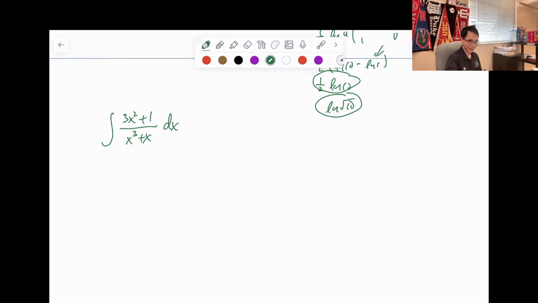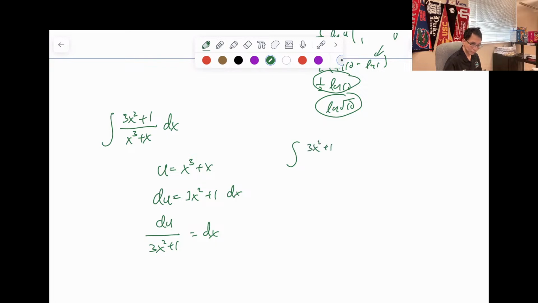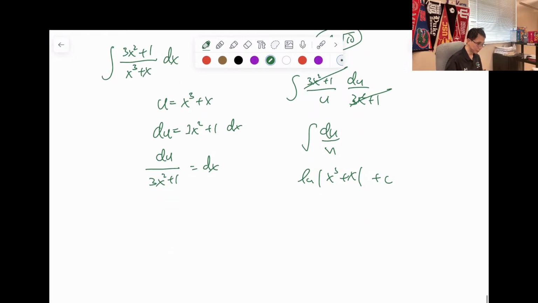Already? What's u equal to? What is du? Does that look familiar? Cancel out, du over u, natural log of x cubed plus x plus c, and you're done. Wow, so hard. Yay, we did it. Even though there's no 1 degree difference, you do see the relationships.